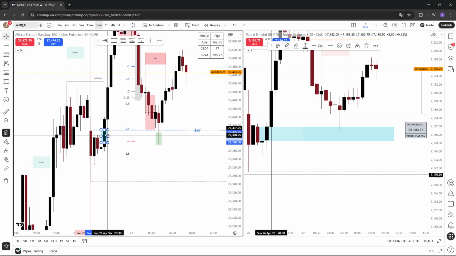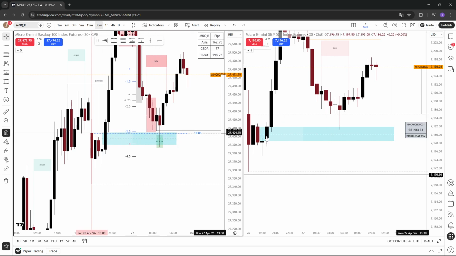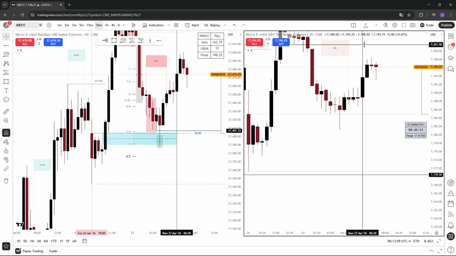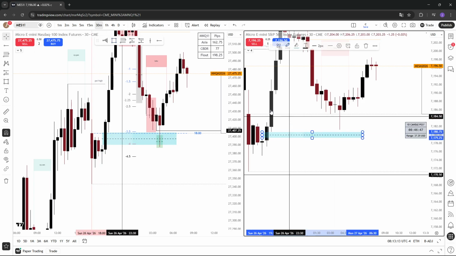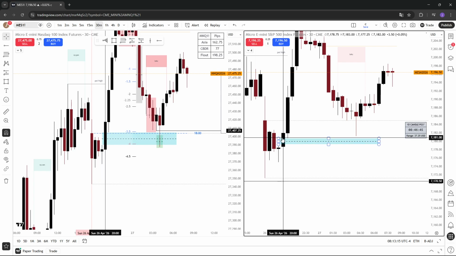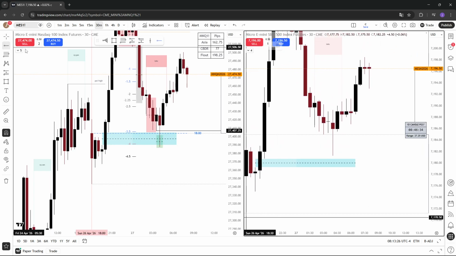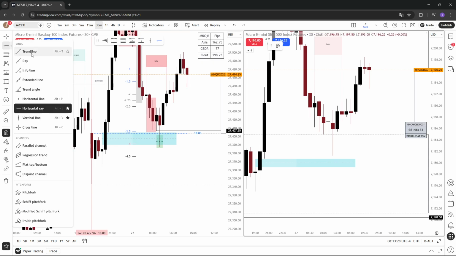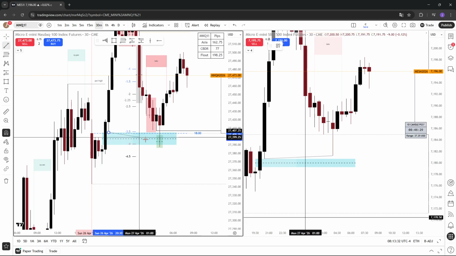We have this 30-minute fair value gap right here. You can see MNQ touched it, but MES didn't. Bam. Check the time, 20 on this one, this candle, 20 on this one. This is the fair value gap on the 30-minute, right? MES didn't tap it. Bam. And MNQ did tap it.